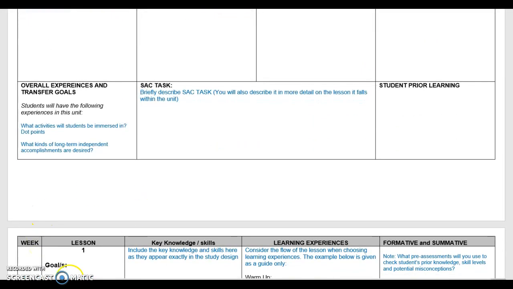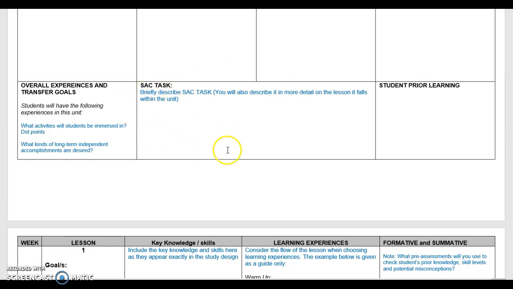Here we've got overall transfer goals, so thinking about the overall experiences the students will undertake, how they will do it, what activities they will be immersed in, and what kind of long-term goals and accomplishments are desired in this unit. Now here we want the SAC task. Briefly describe it, because you're going to be doing this in more detail in the other assessment task, the micro-teaching assessment task. And you'll also elaborate a little bit wherever it falls in the unit, but describe it here.